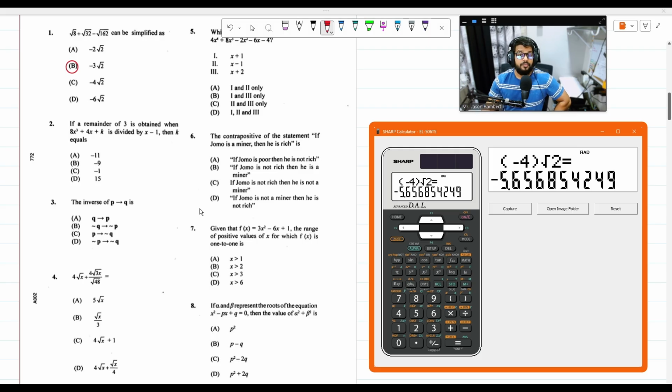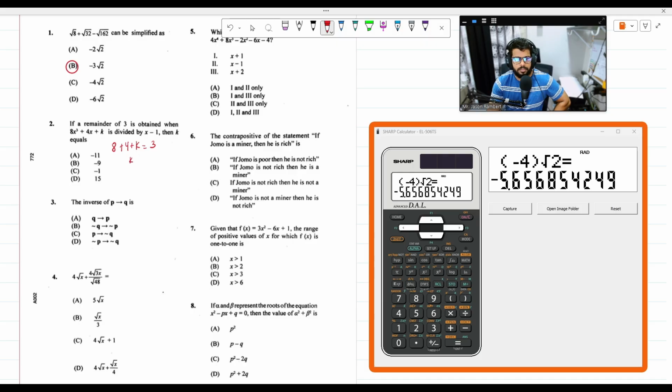If a remainder of 3 is obtained when this is divided by x minus 1, then k equals, so when I'm dividing by x minus 1, that will be f of 1. So I'm going to get 8 plus 4 plus k will give me a remainder of 3. 12 going across, k is equal to 3 take away 12, which is going to be minus 9.